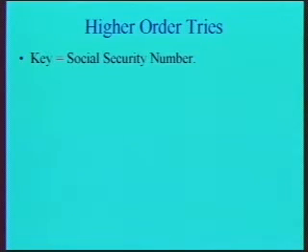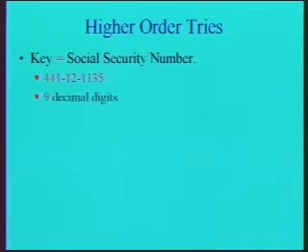All right, so let's take a look at an example. Let's suppose we're building a dictionary structure for an environment where the keys are social security numbers. So we have a large number of customers and they're being keyed in by their social security number. The social security number we know is a 9-digit number. So for example, this could be a potential social security number for someone, 9 decimal digits.